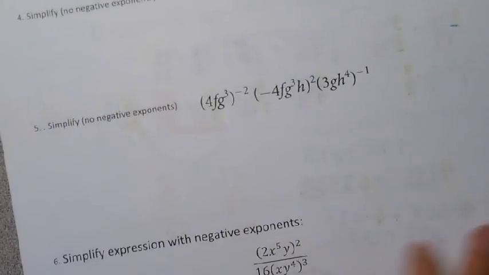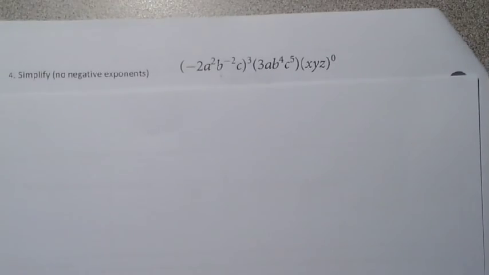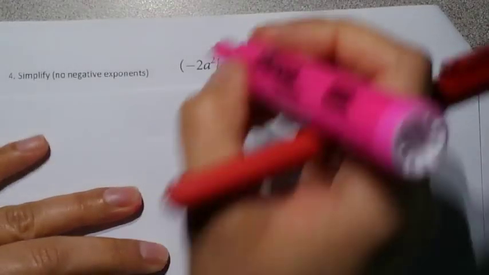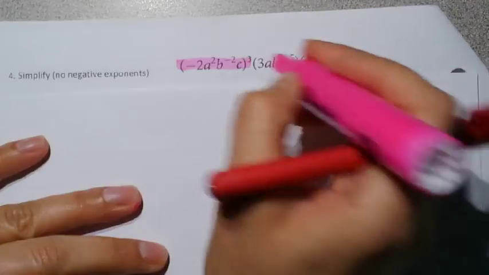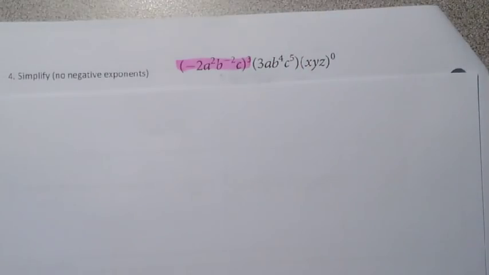For number 4, we are simplifying exponents, and we don't want any negative exponents left over. Let me put my pens back to normal over here. From here I'm going to start with each piece at a time. So I'm going to have this is one portion of it. Get my highlighter.